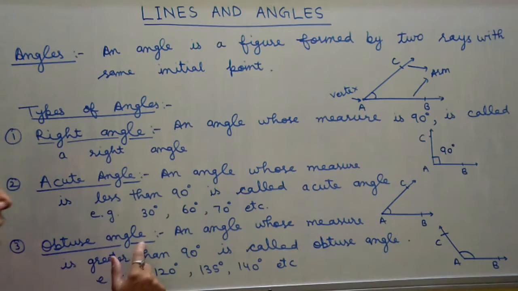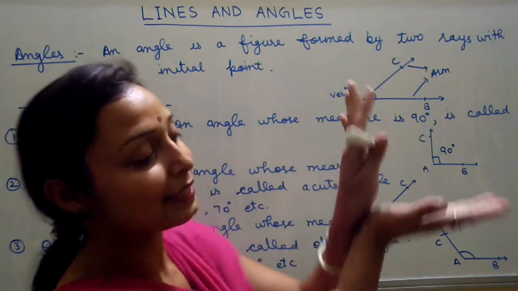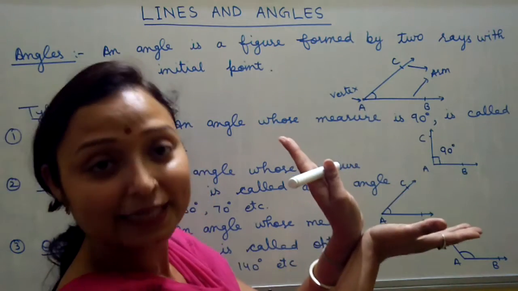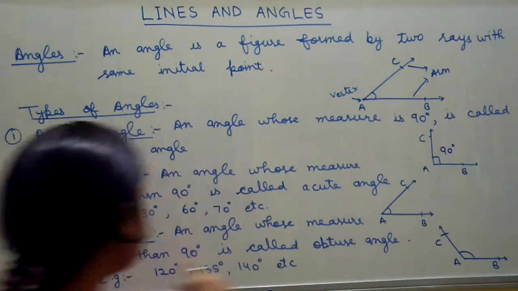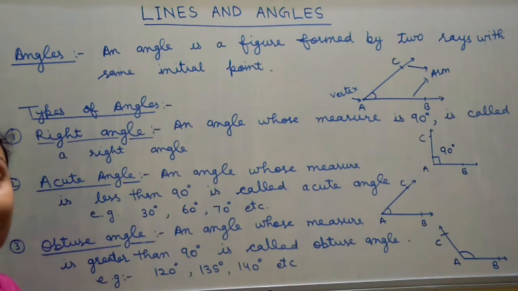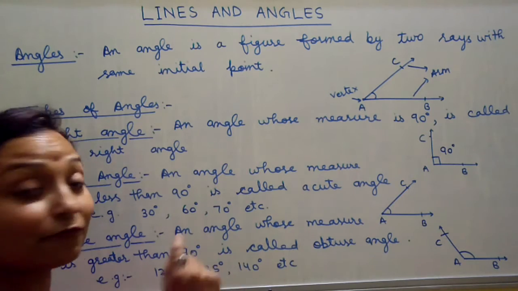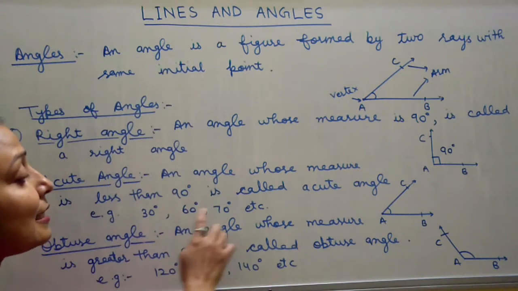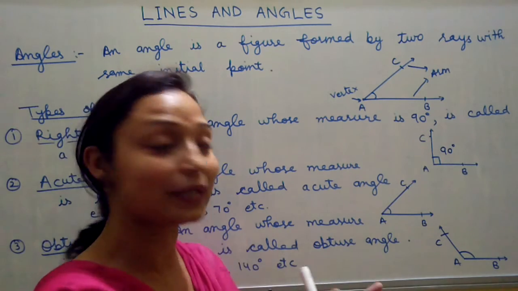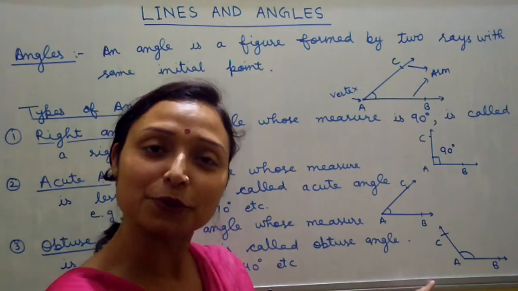Okay, obtuse angle. What is an obtuse angle? This is the 90 degree angle; an angle more than 90 degrees is known as an obtuse angle, that is, greater than 90 degrees. For example, 120 degrees, 130 degrees, 140 degrees are obtuse angles. 30 degrees, 60 degrees, 70 degrees are acute angles. So these are the figures of a right angle, an acute angle and an obtuse angle.